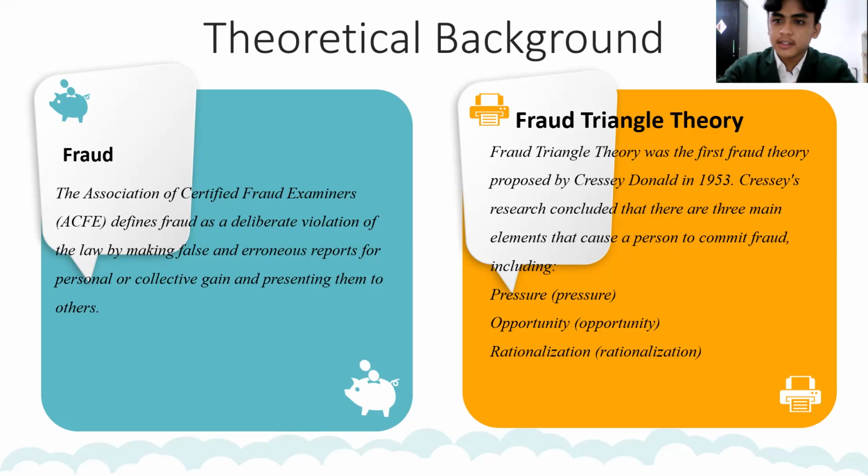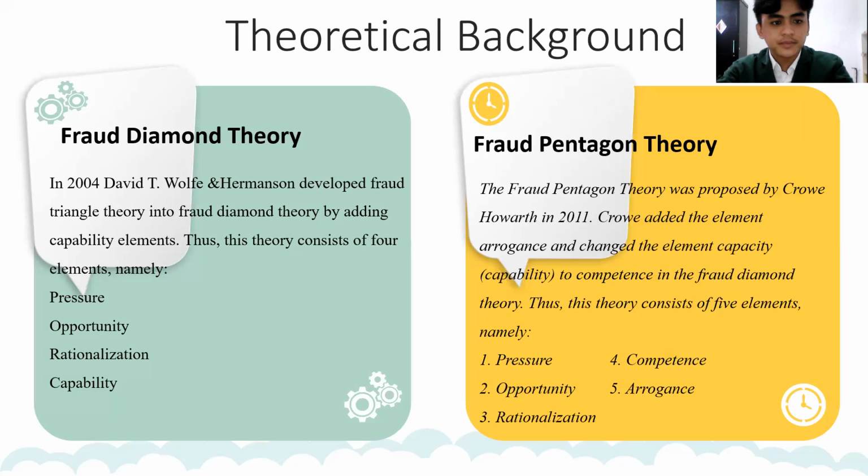And fraud triangle theory. Fraud triangle theory was found by Cressey Donald in 1953. Cressey says that there are three main elements that cause a person to commit fraud, such as pressure, opportunity, and rationalization. In 2004, David T. Wolfe developed the fraud triangle into the fraud diamond, adding capability as an element.